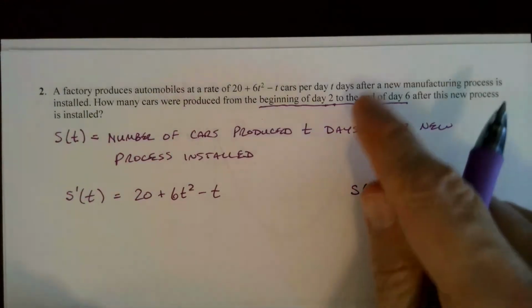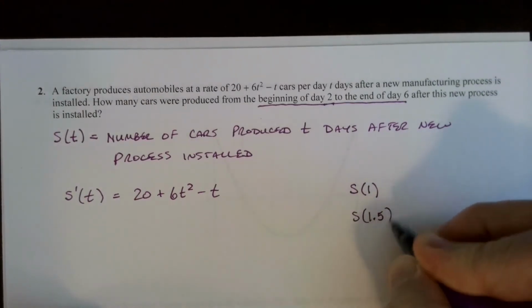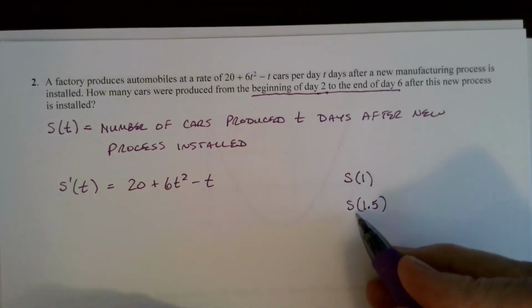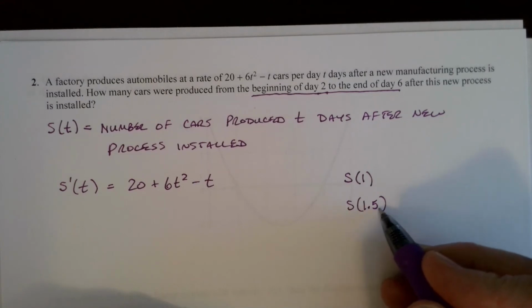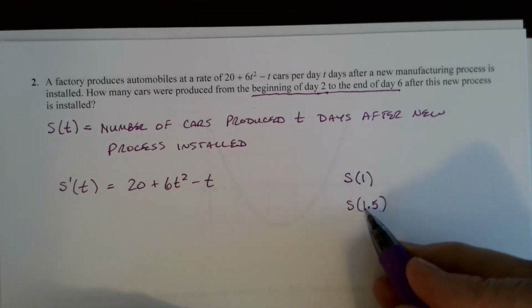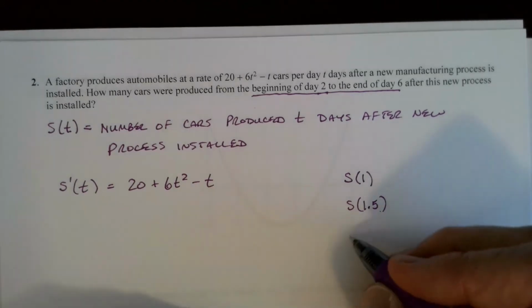Okay, we're looking for the beginning of day 2. So what about S of 1.5? That's how many cars were produced 1.5 days afterwards. But day 1 is ending, so by now we're into day 2. In fact, this is halfway through day 2.